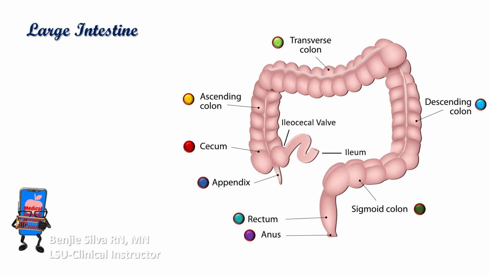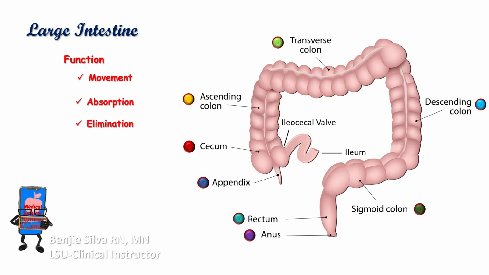Sphincter muscles surround the anal canal. The large intestine's functions are movement, absorption, and elimination. Movement in the large intestine consists mainly of segmental contractions, like those in the small intestine, to allow enough time for the absorption of water and electrolytes.